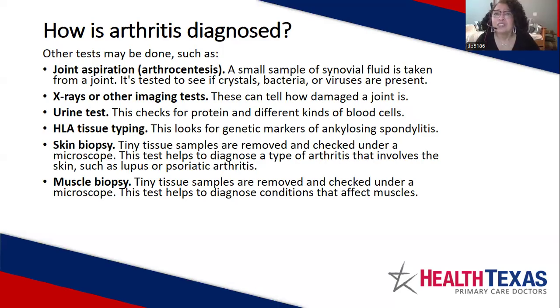There are other tests as well, such as x-rays or imaging tests. These can tell how much damage there is in the joint. Urine tests, again, we're checking for protein and different kinds of blood cells. If there is an alteration in the blood cells or a buildup of cells of a particular type, that can also be an indication that we have the development of that inflammatory process.